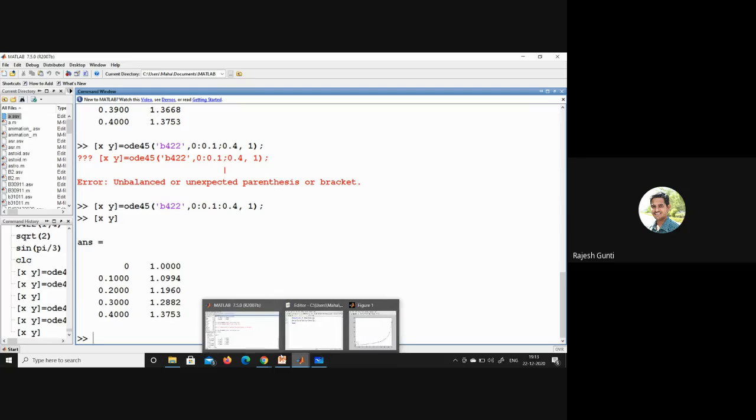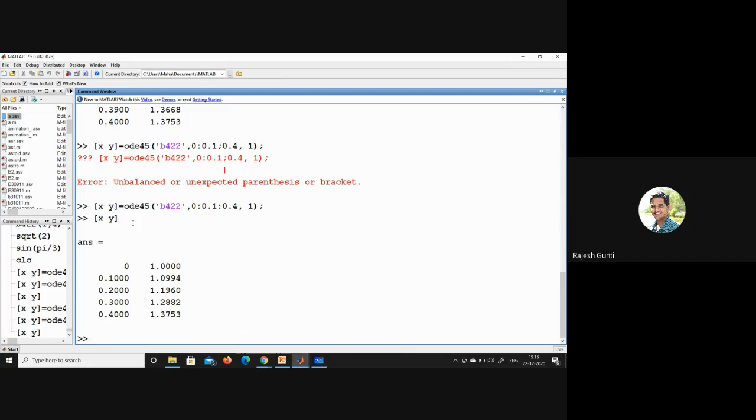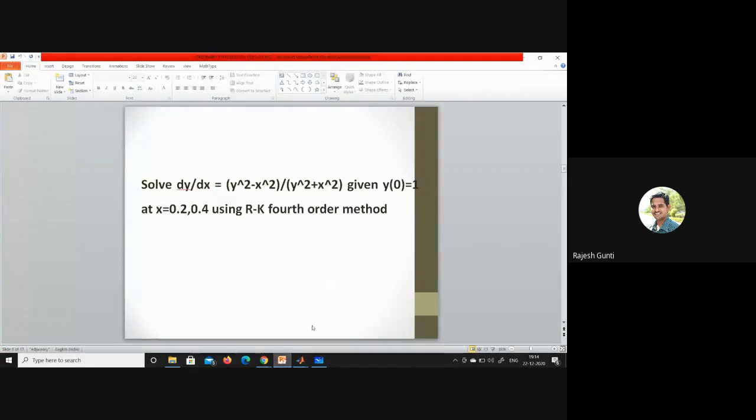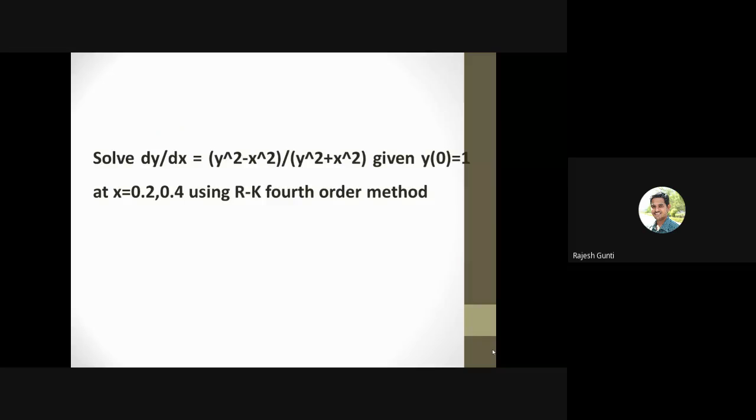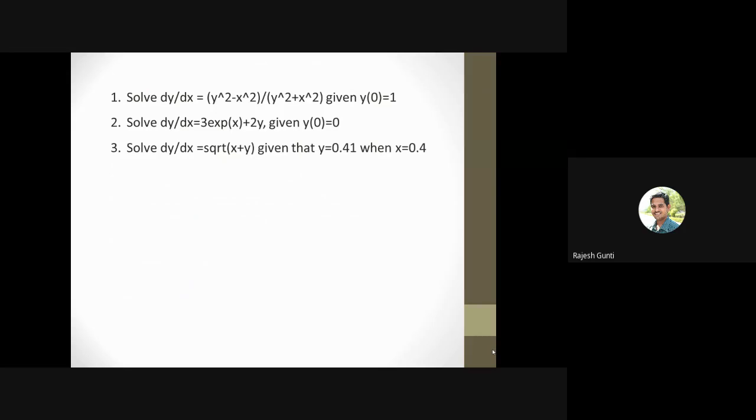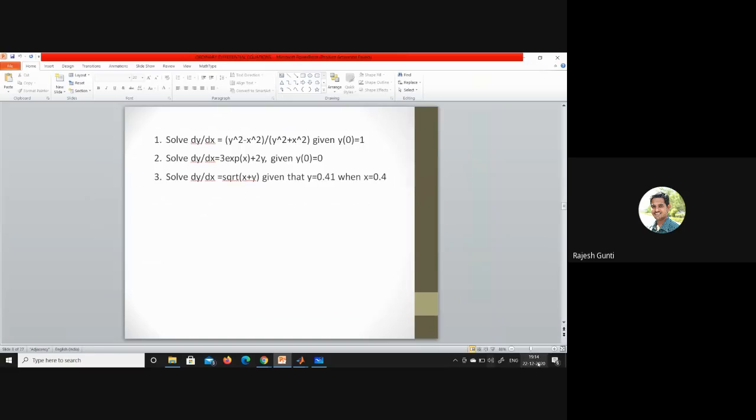That is about this one. This is very simple. If we use solvers, we can easily get the solution. This is not a big issue. The only thing is we have to create one M file properly, and in the solver we have to mention the M file, tspan and y naught. Now concentrate on the second problem. It is an interesting one.